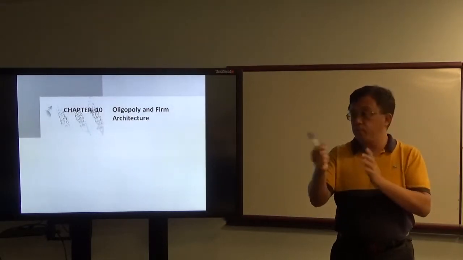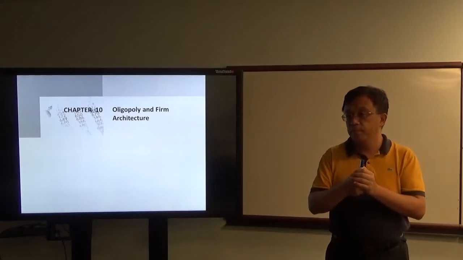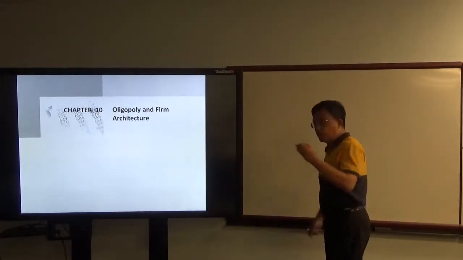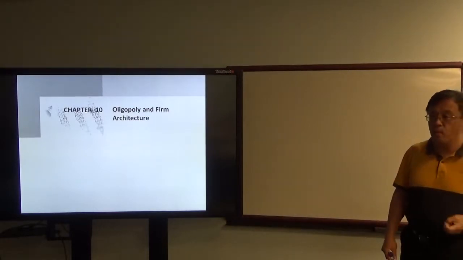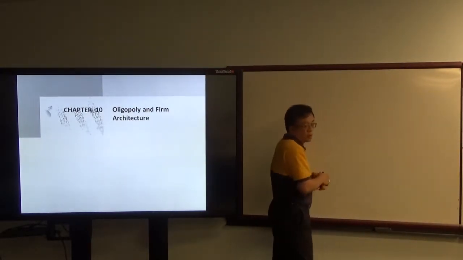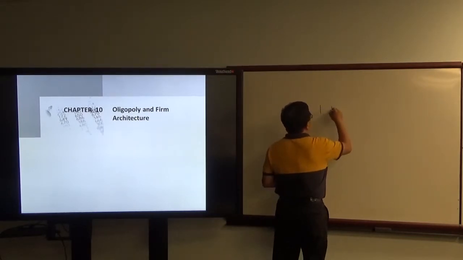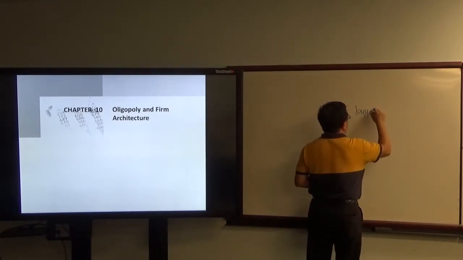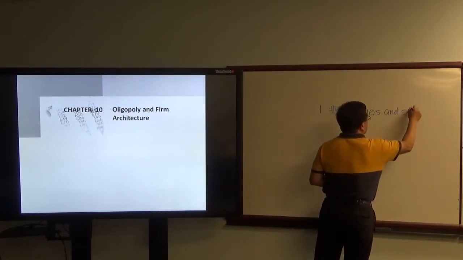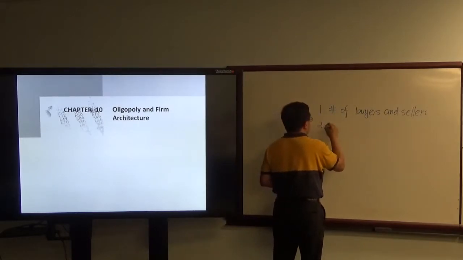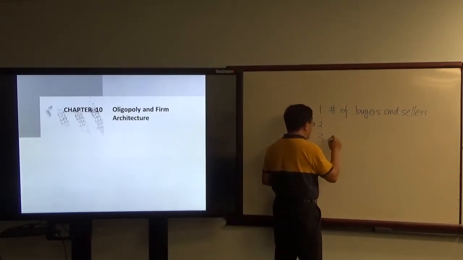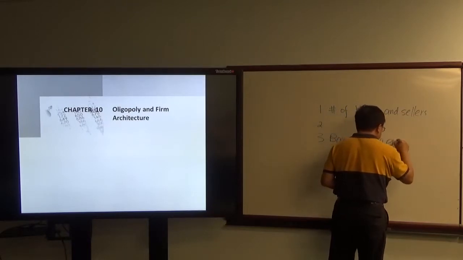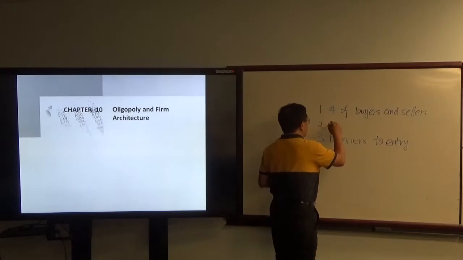So oligopoly is in between what? Pure competition and monopoly. So there are four different types of market structure. And a market structure is determined by three important characteristics. Remember what the three important characteristics are? The number of what? Consumers. What else? Barriers to entry. Actually, barriers to entry is the third one. What else? Nature of the product.